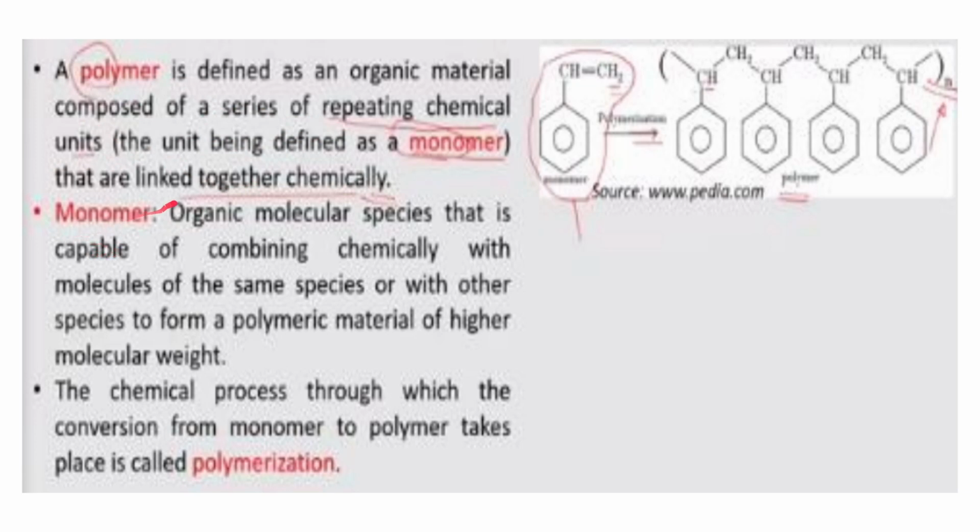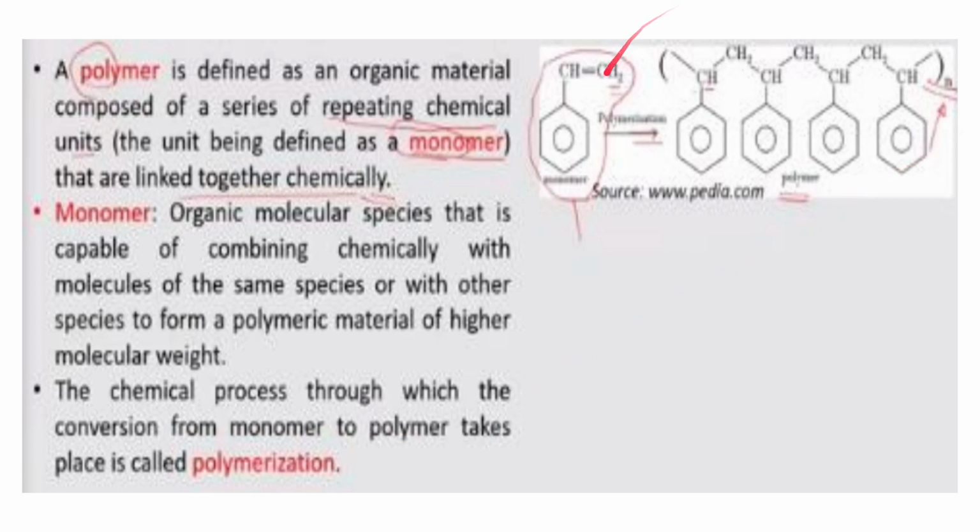So monomer, again, if we define, it is an organic molecular species that is capable of combining chemically with molecules of the same species or with other species, thereby forming a polymeric material of higher molecular weight. And the chemical process through which the conversion from monomer to polymer takes place is called polymerization. So what is polymerization? It is nothing but a chemical process which is used for converting monomer to polymer.